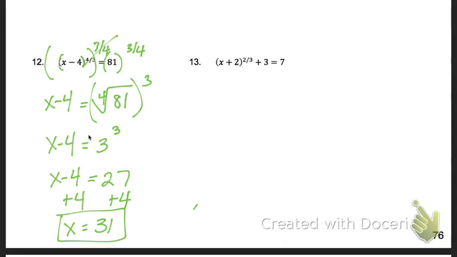31. Same thing for this, but remember you do PEMDAS backwards, so subtract 3.